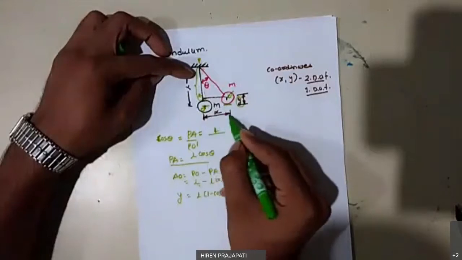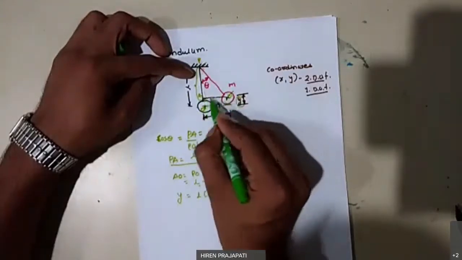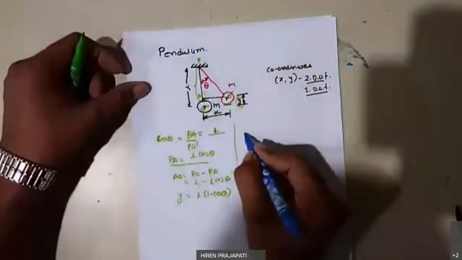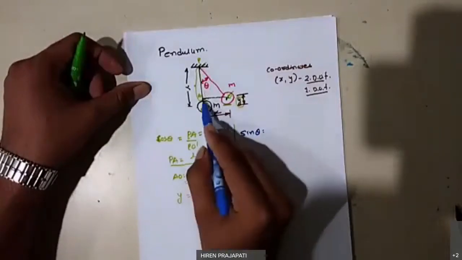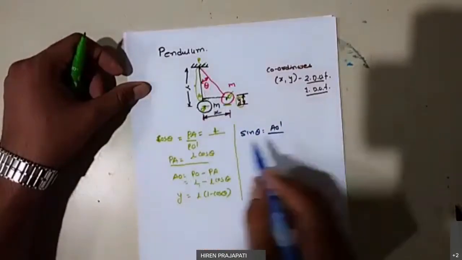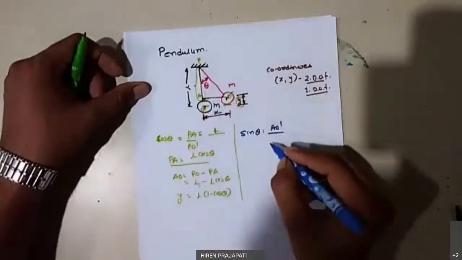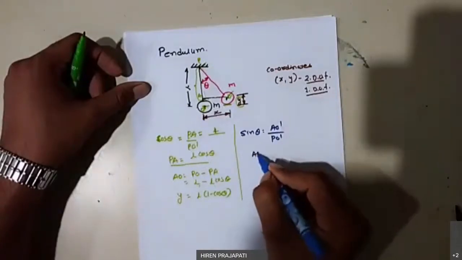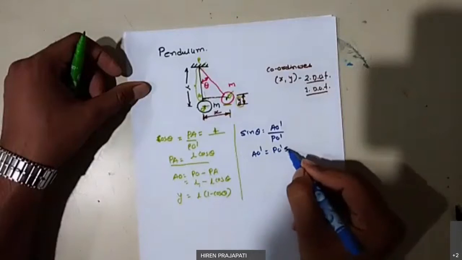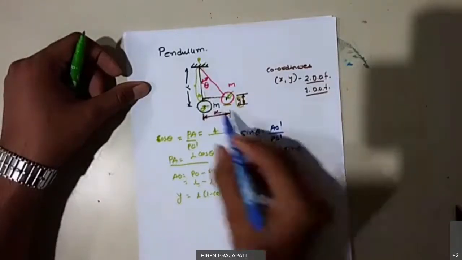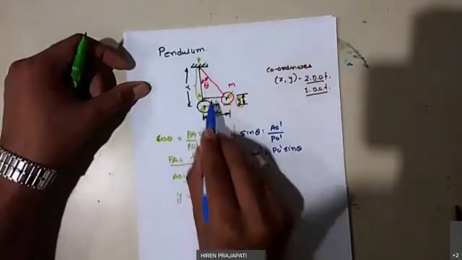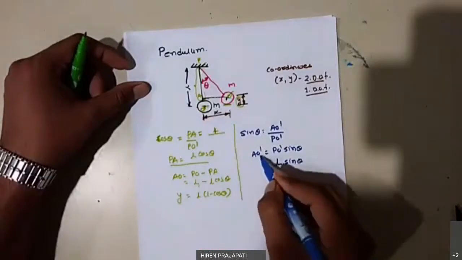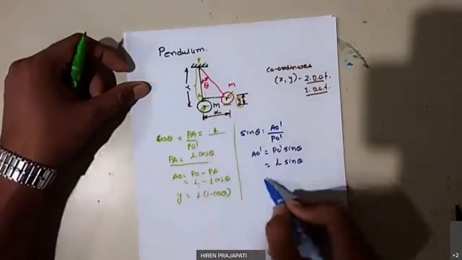Now for the X movement of the mass, I need to find out AO dash. So for AO dash, I will consider sine theta. So sine theta is equal to AO dash divided by the hypotenuse CO dash, right? Now AO dash is equal to CO dash sine theta. Now how much is CO dash? CO dash is the original length, so that is L sine theta. And AO dash represents this X displacement.